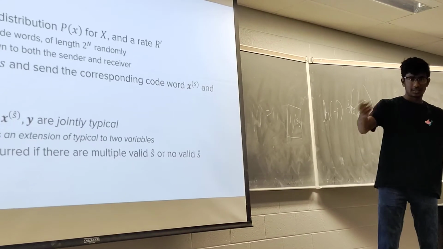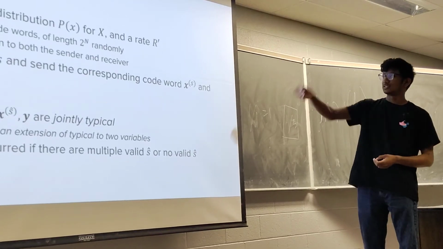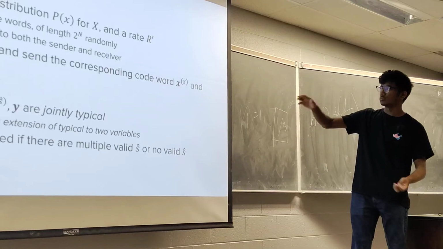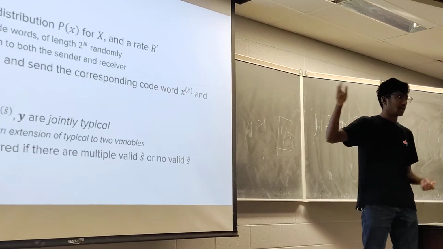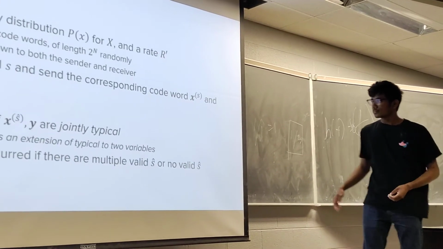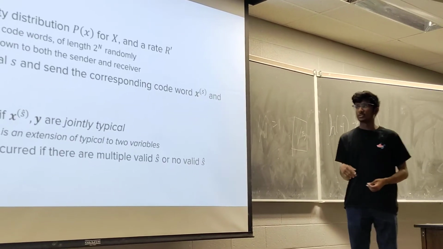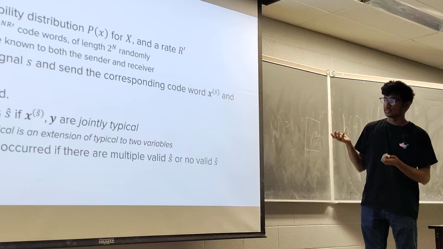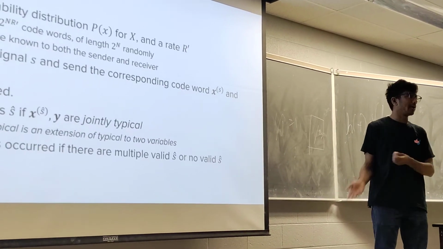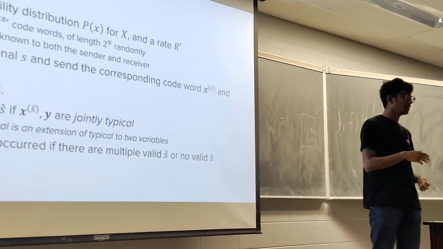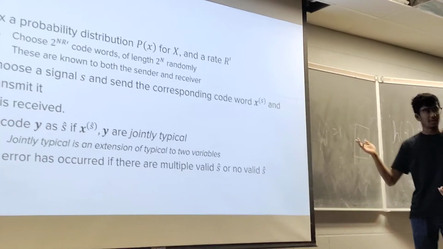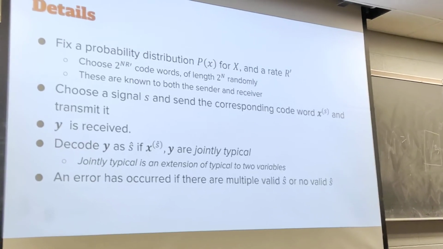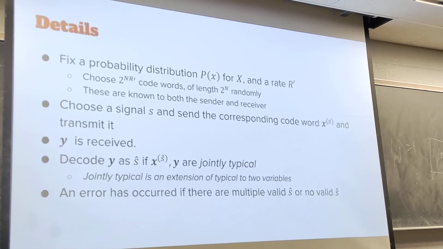Then on my side, I'm going to send a message over to Evan, and I'm going to choose a signal S, and that has a corresponding code word, right? Because S is one of our 2 to the n times r things, and so that is a code word that we're going to send over. And then let's say Y is received, right? And then I'm going to decode what I get as S hat, if S hat and Y are jointly typical, right? So that's very similar to the definition I gave before, but I just extended it to 2 variables, right? And it's so similar that I barely felt the need to explain it.